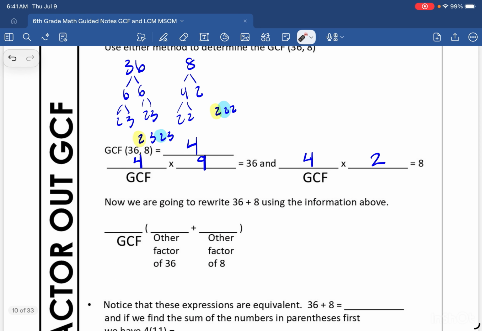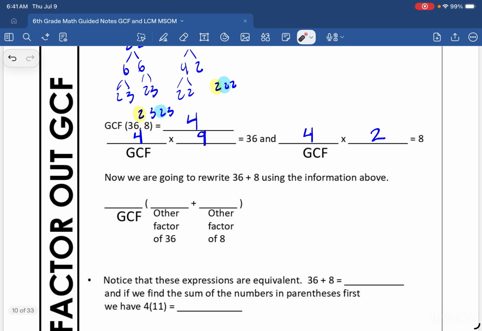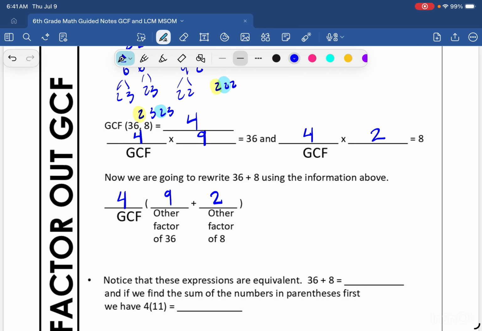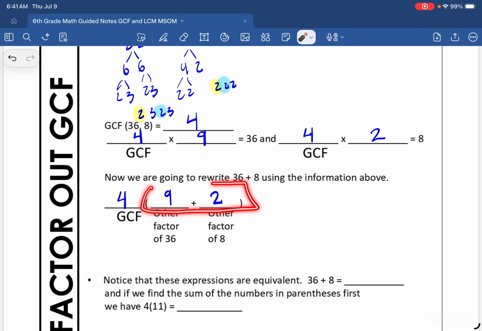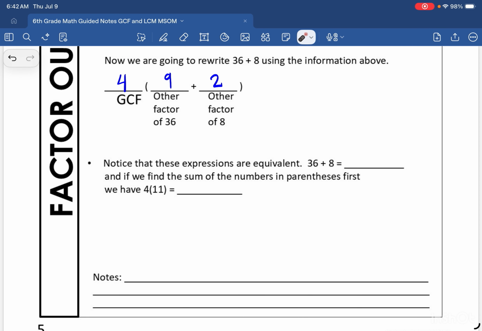Now we are going to rewrite 36 plus 8 using the information above. So I'm going to write my greatest common factor here on the outside, and then the factors on the inside, 9 and 2. Basically, I'm doing the reverse of the distributive property. So it is the same as 4 times the quantity 9 plus 2. Notice that these expressions are equivalent to 36 plus 8, which equals 44. And if we find the sum of the numbers in parentheses first, we have 4 times 11, which equals 44.